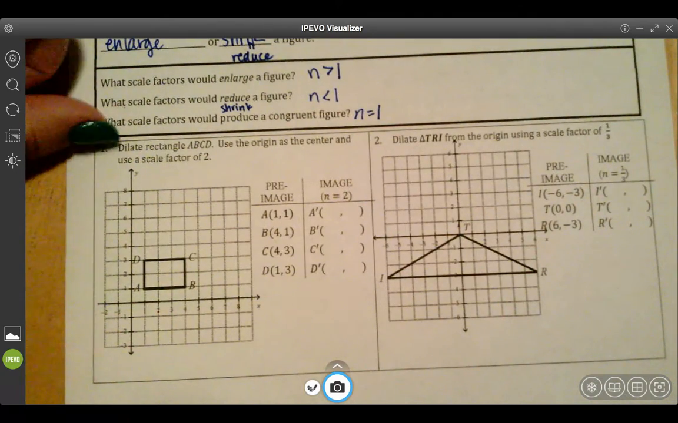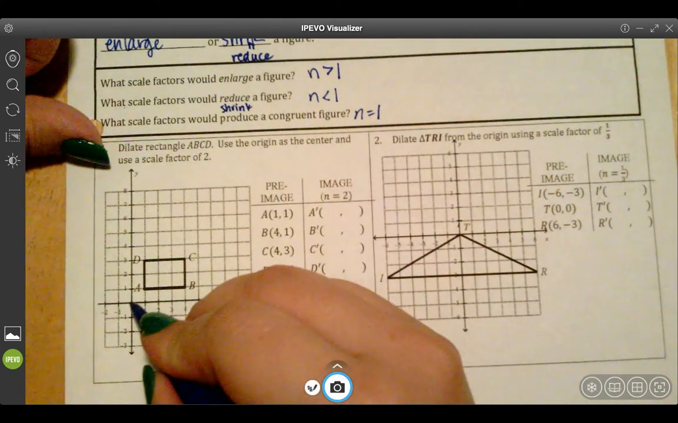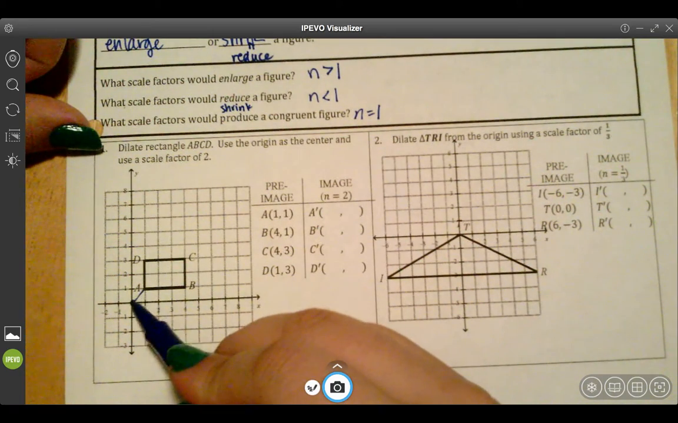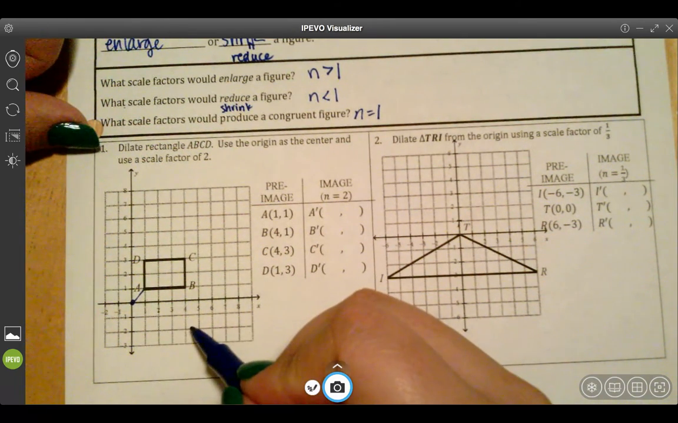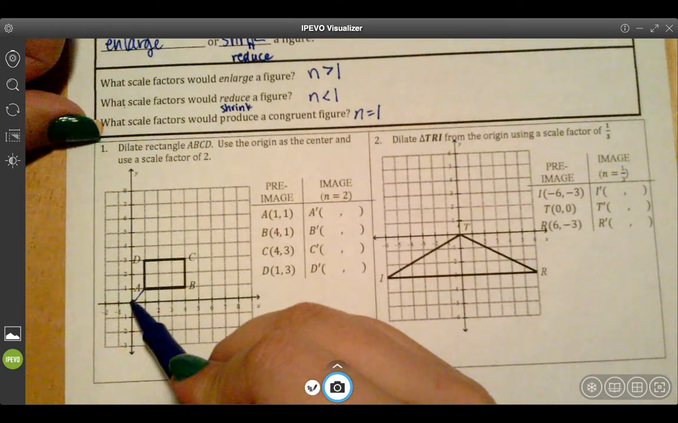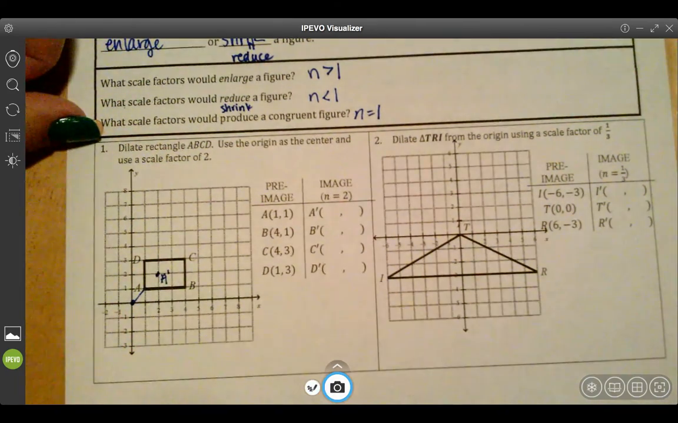Let's see some examples. In this example, we want to dilate the rectangle ABCD, using the origin as the center and a scale factor of 2. From the center to point A, I went a distance across by 1. If I use trigonometry or special triangles, I can find exactly the distance to A, but really, I don't need the value. I just need to know how to double it. So if I went diagonal by 1, I'm going to go diagonal by 2 to get A prime.